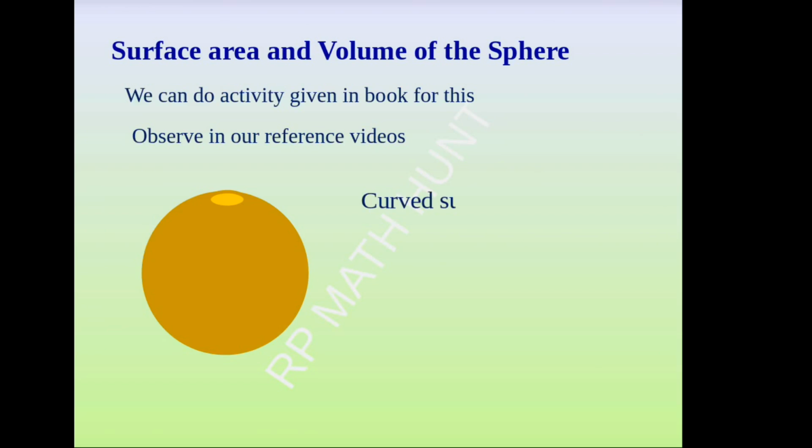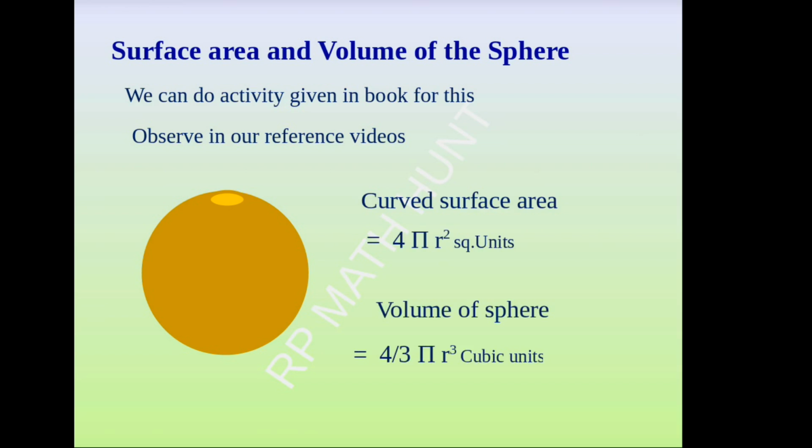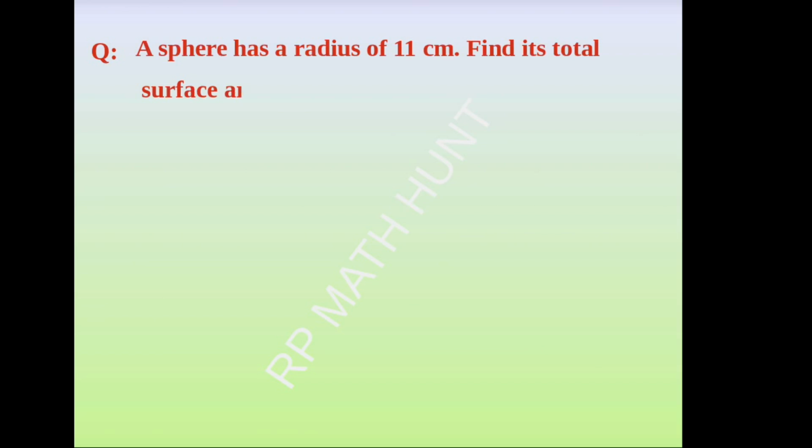Curved surface area of a sphere is 4 pi r square units and volume of a sphere is 4 by 3 pi r cubic units. A sphere has a radius of 11 centimeters. Find its total surface area. Given r is equal to 11 centimeters.